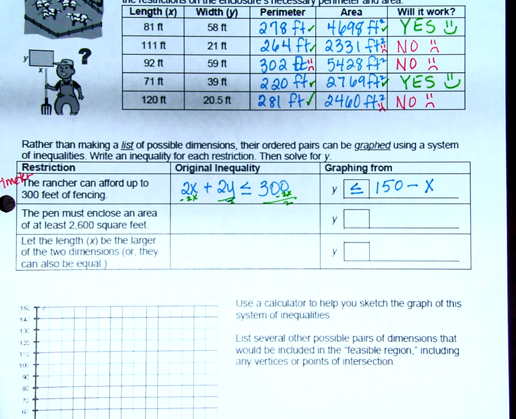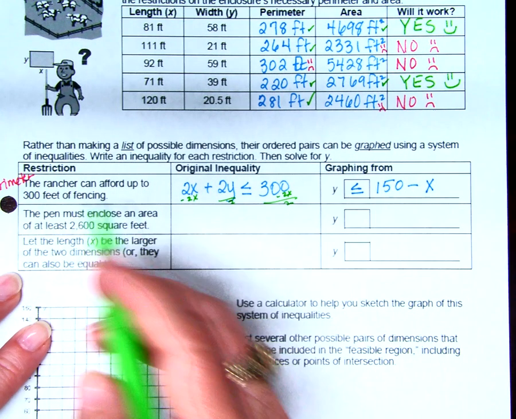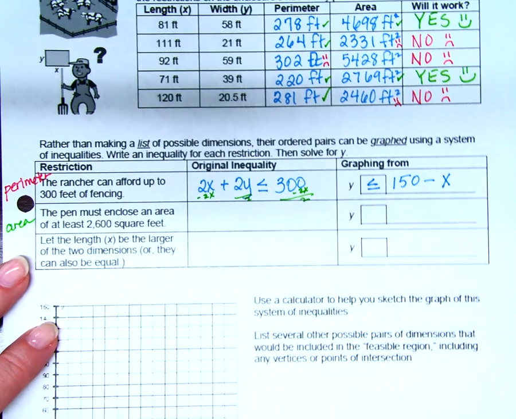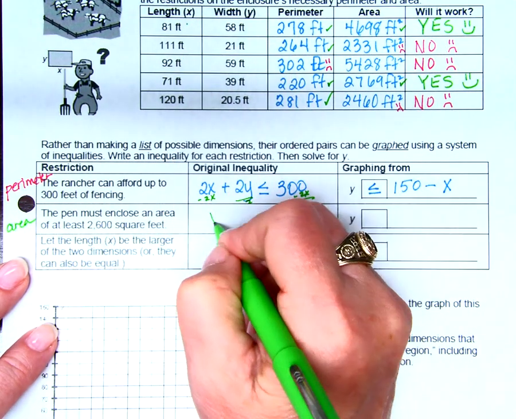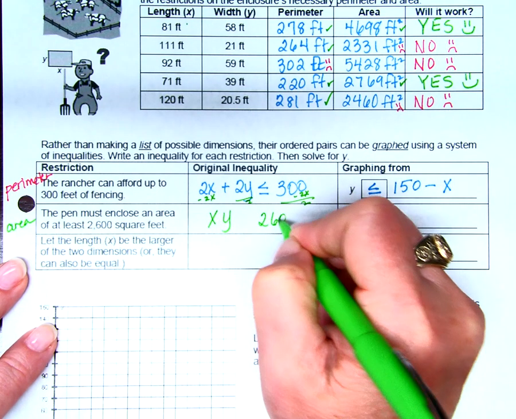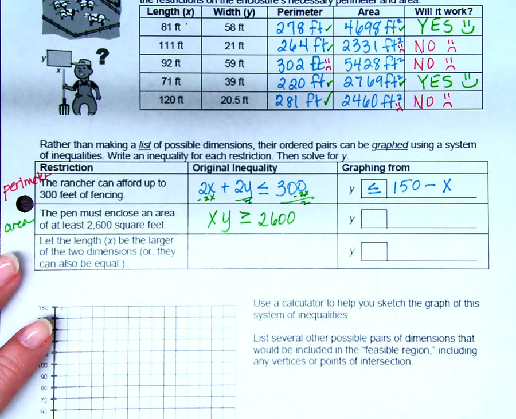Okay. What about this one? What does this have to do with? Area. And how did we find area? So in this problem, it would be x times y, right? So x times y, and what did that have to do with 2,600? Very good, greater than or equal to 2,600.